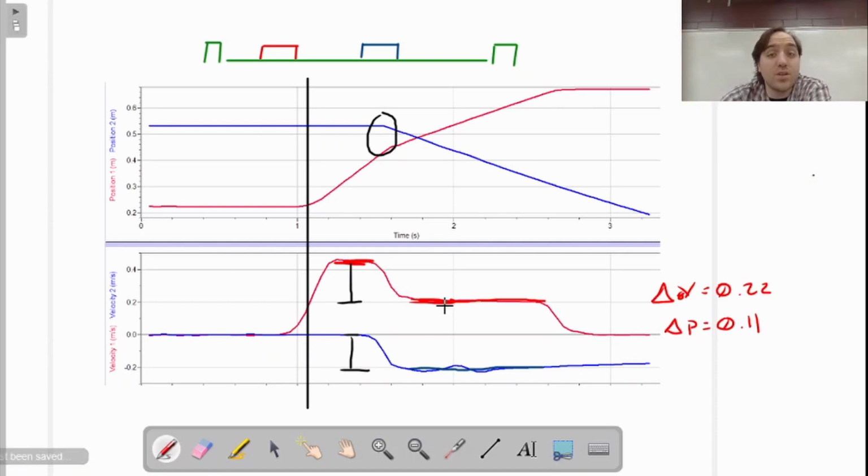Finally, I know for a fact, based on the difference in velocity, that this is a perfectly inelastic collision because the slope values here, or the velocity values here, are the same magnitude. Because of how the sensors are set up, they won't be the same value, but they're the same magnitude.